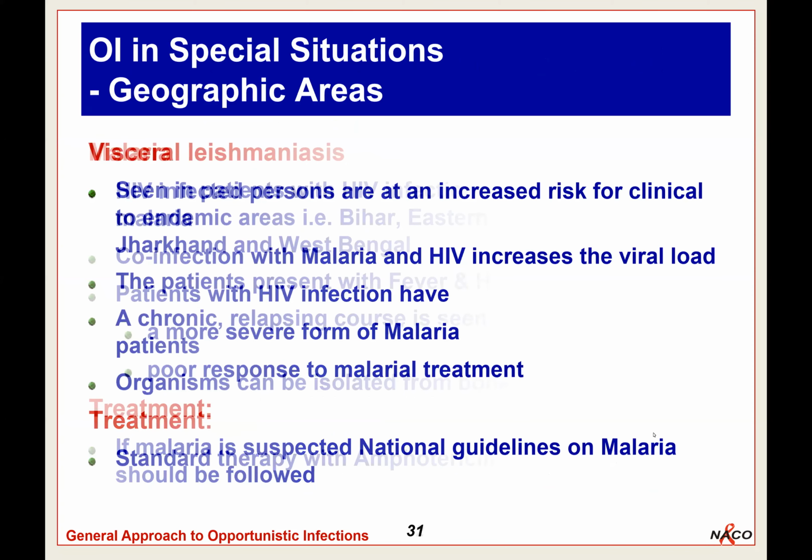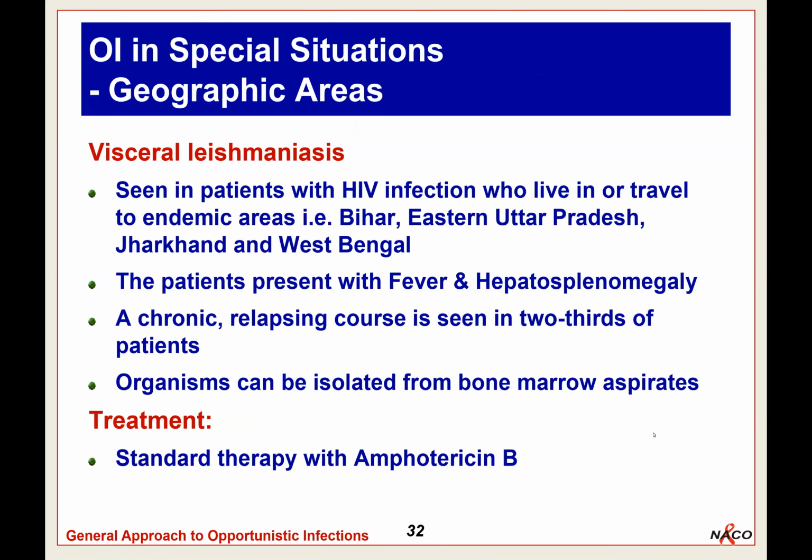Leishmaniasis occurs in some geographies in India, for example Bihar, Eastern UP, West Bengal, and Jharkhand. This is the region where you will see visceral leishmaniasis more commonly, and there you might want to do special investigations to diagnose visceral leishmaniasis in such patients also. And if it is diagnosed, then the patients are treated with amphotericin B.